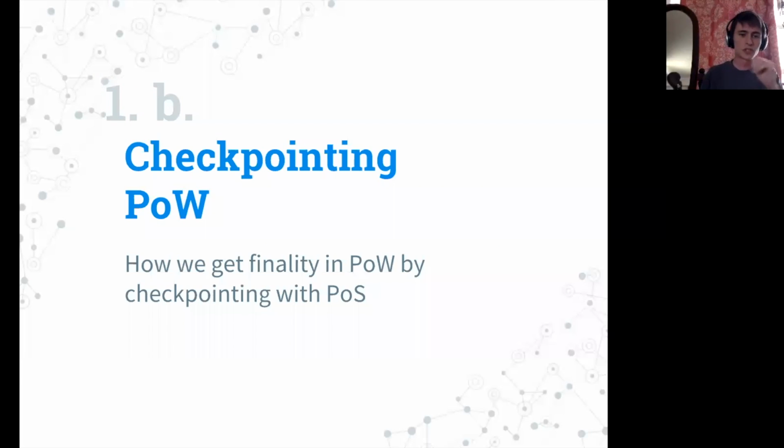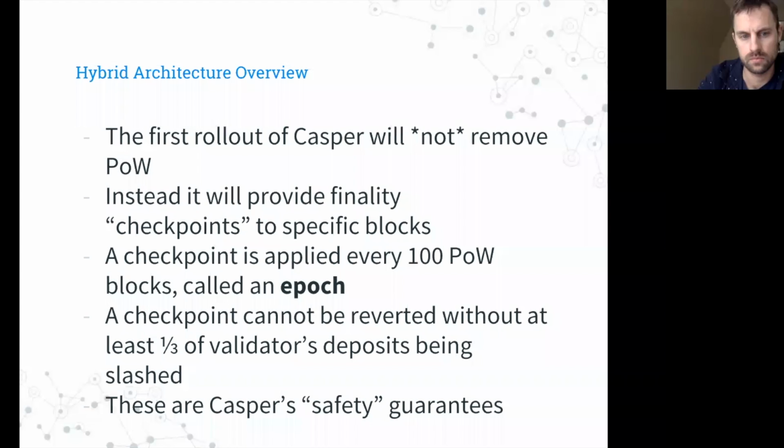Okay, so checkpointing proof of work. How do we get finality in proof of work? Well, we checkpoint. We're not going to remove proof of work. Instead, we're going to be providing finality checkpoints, and those finality checkpoints will be every 100 proof of work blocks. So we're going to call that an epoch. And a checkpoint can't be reverted unless at least 1/3 of validators' deposits are slashed.